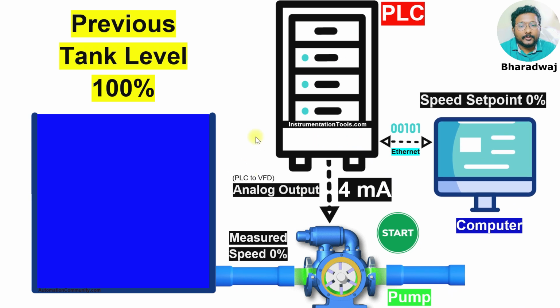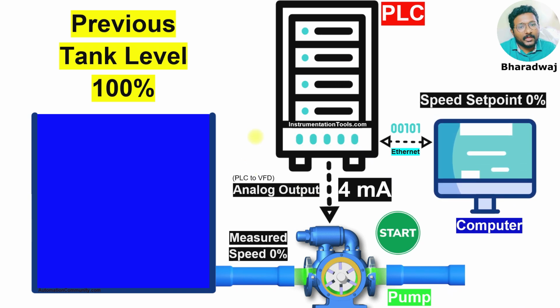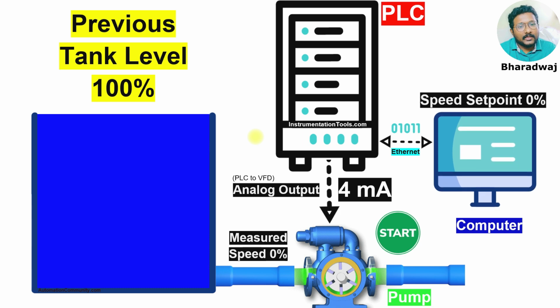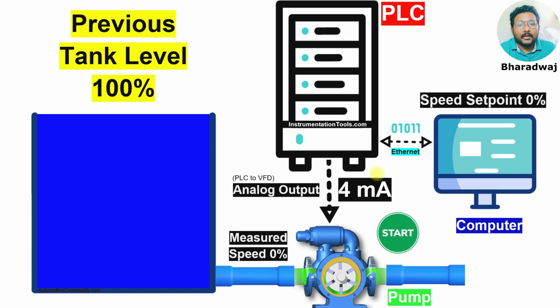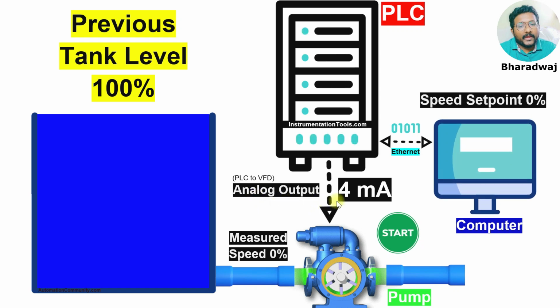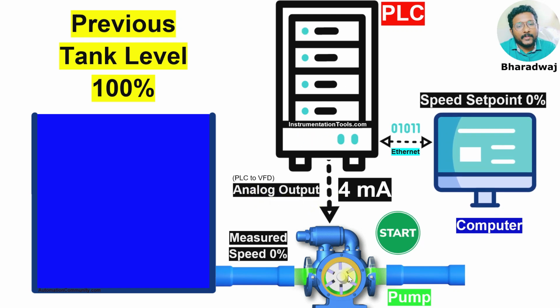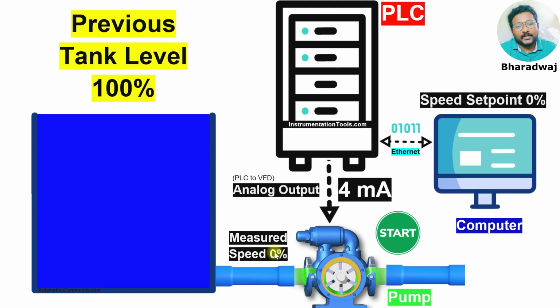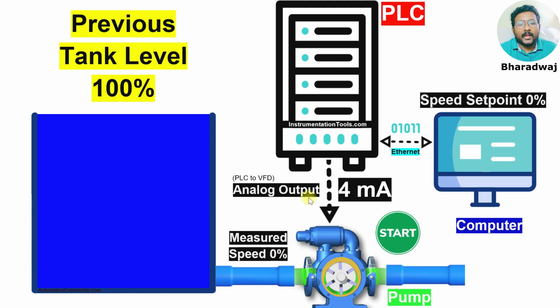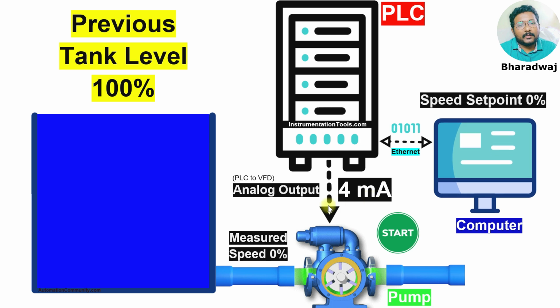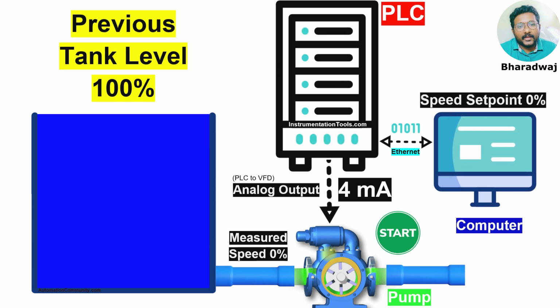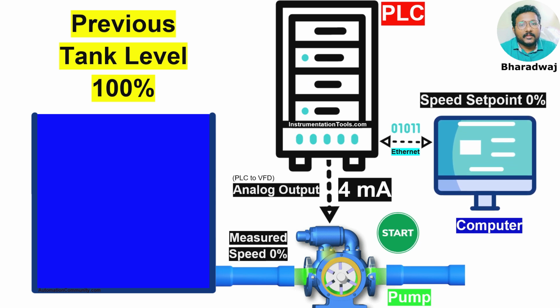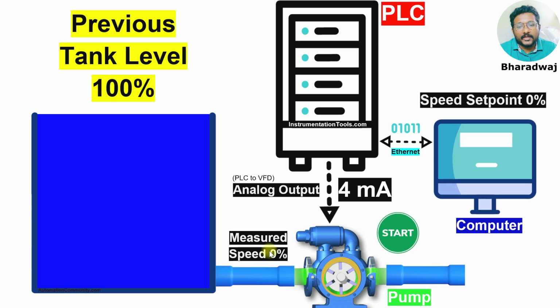If you don't know about VFD, no problem. Just consider it like this: based on the analog output value, the pump speed will be controlled. If the analog output is 4 milliamperes, pump speed is 0%. And when analog output is 20 milliamperes, the pump speed is 100%. For beginners, it is easy to understand. That is why I am using percentage here.